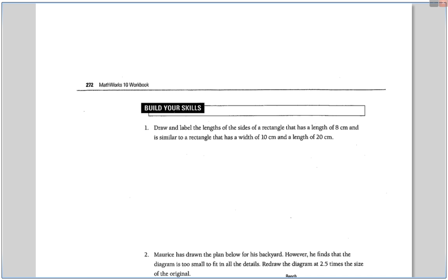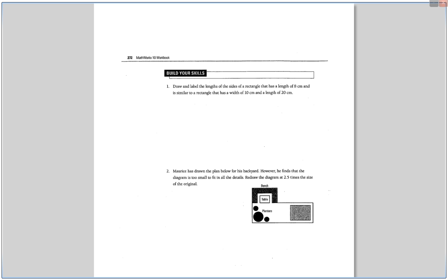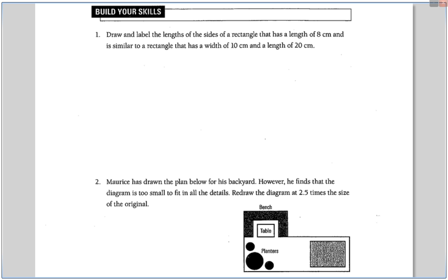So let's try the build your skills like always. It says draw and label the lengths of the sides of a rectangle that has length 8 centimeters and is similar to a rectangle that has a width of 10 and a length of 20. So we'd match up this length 20 with this length 8. You go model over original.